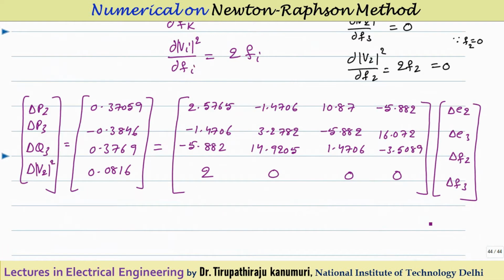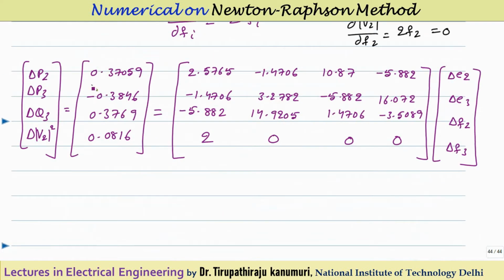So I am finally writing the final matrix, because these three I will copy the same from the previous calculation. Only this last one is changing, delta V2 square, 0.0816, equal to 2 and 0. So this value will come. In this way you have to calculate.